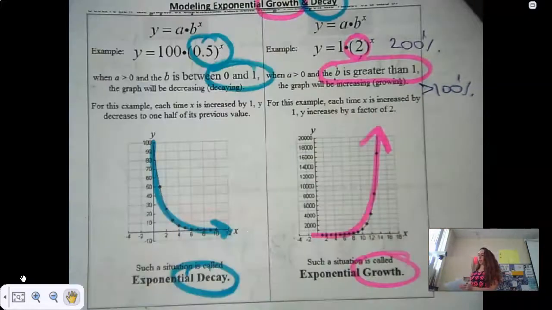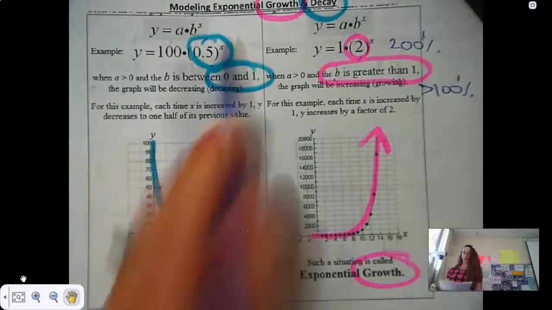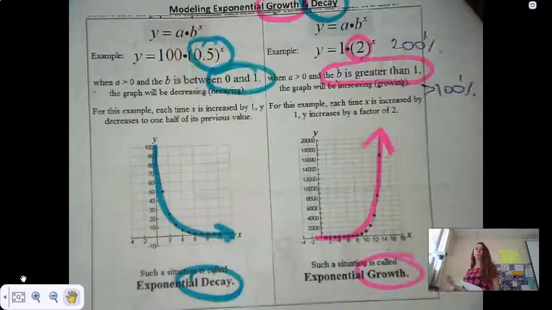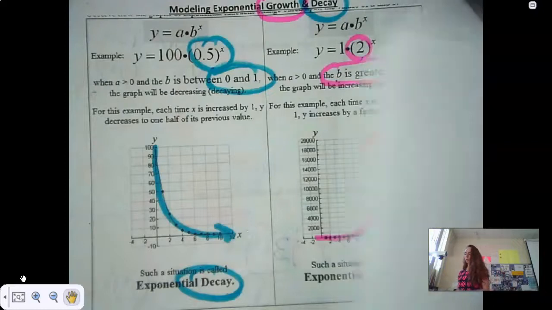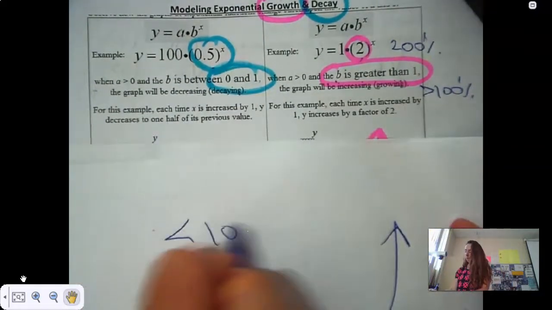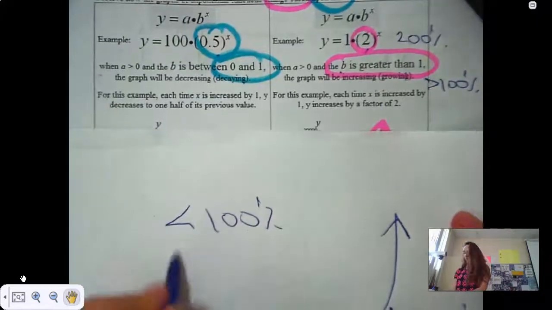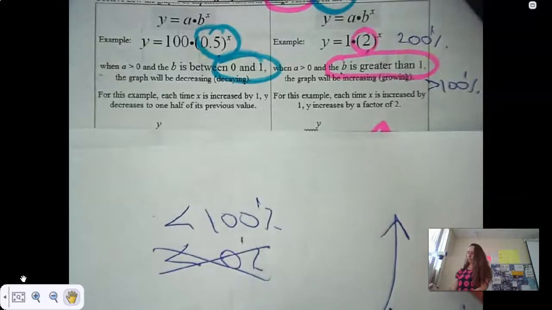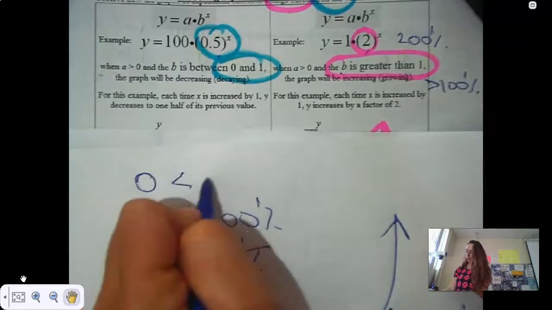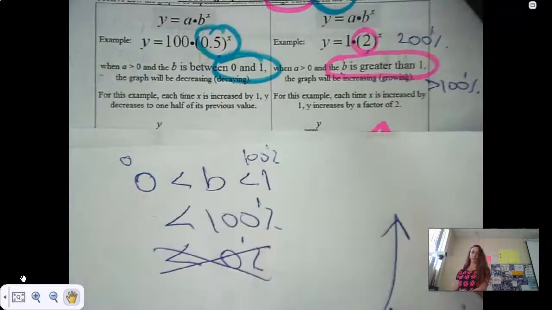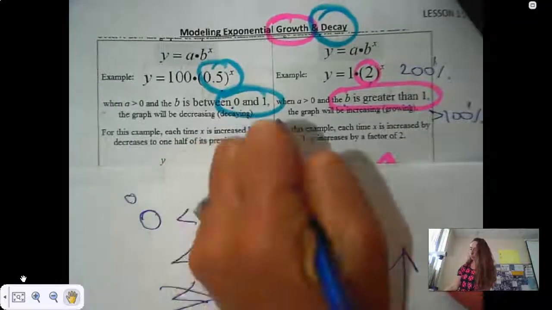Now let's say, you know what? I don't want to grow. I want to shrink. I don't like being tall. I'm not really tall. And I don't like being short. I want to be super short. So what does that mean? I am going to be less than 100%. Now, I can't be less than 0% because then I wouldn't exist anymore. So I have to be between 0 and 100%, which is why it's between 0 and 1.